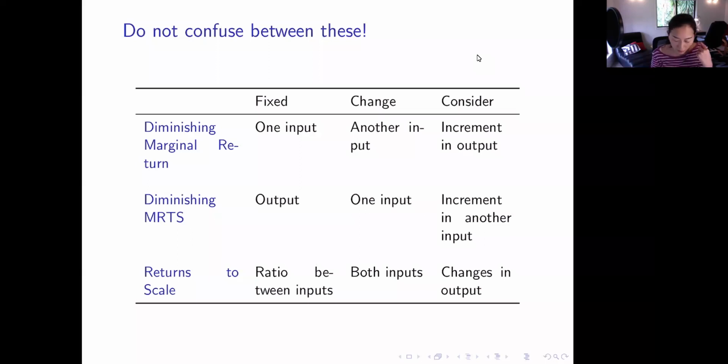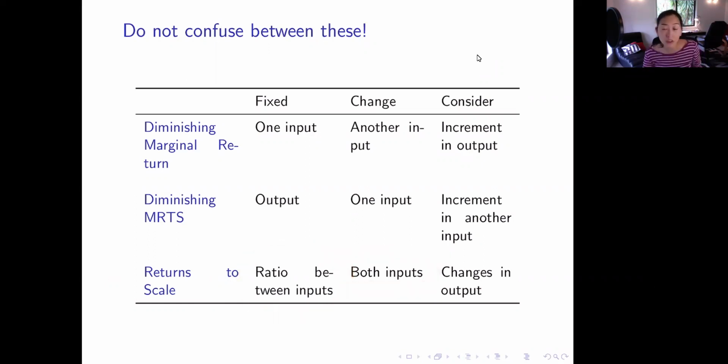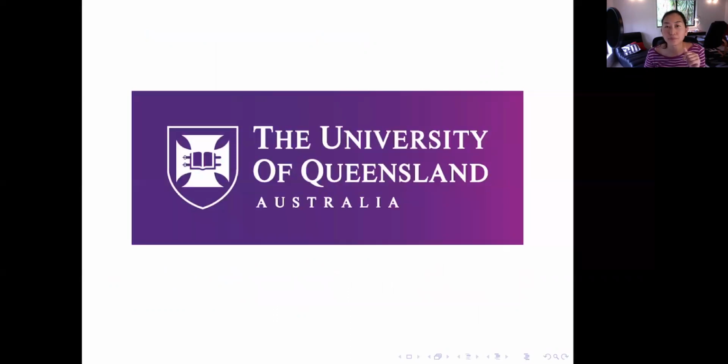Return to scale. We fix the ratio between the inputs, right? Is it double or triple or 4 times? And we know that both inputs will be changed, right? But we will just fix the ratio in which they are changed. Then we consider the proportional change in the output, that is the return to scale.